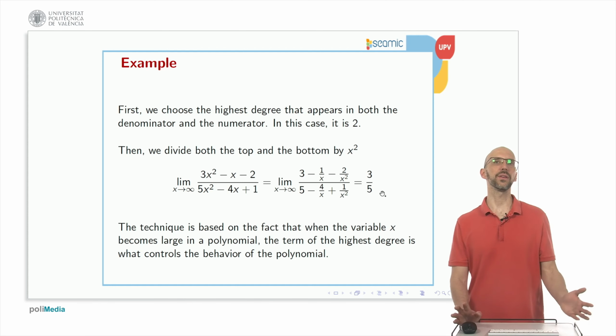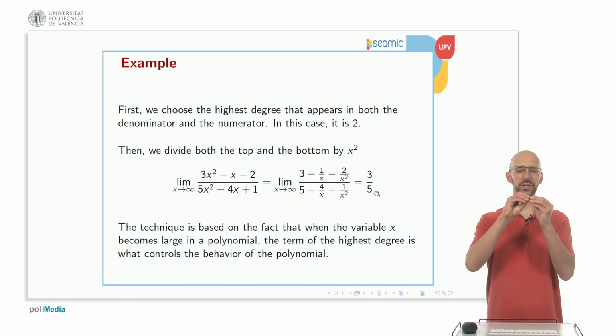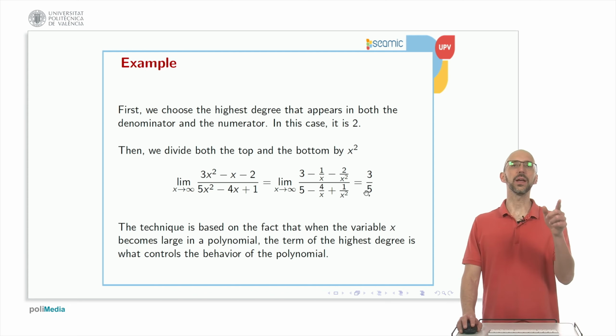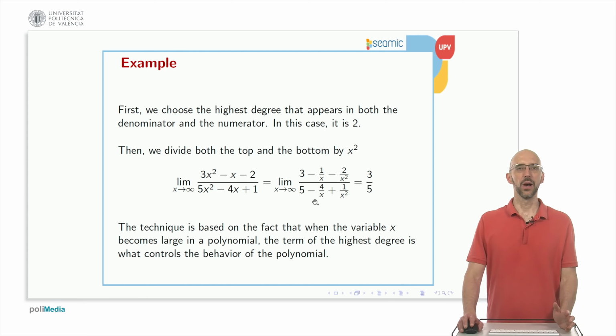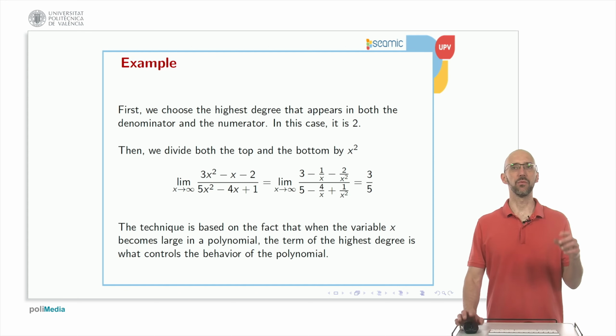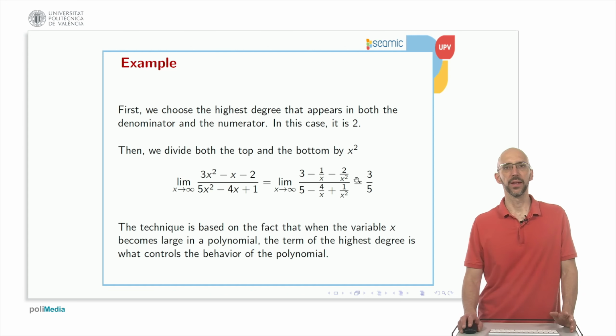So, okay, perfect. This limit exists, and the value for which this function tends to is 3 over 5, a constant. Then we say that y equals 3 over 5 is a horizontal asymptote. Okay, this is a very nice technique to resolve an indetermination infinity over infinity.